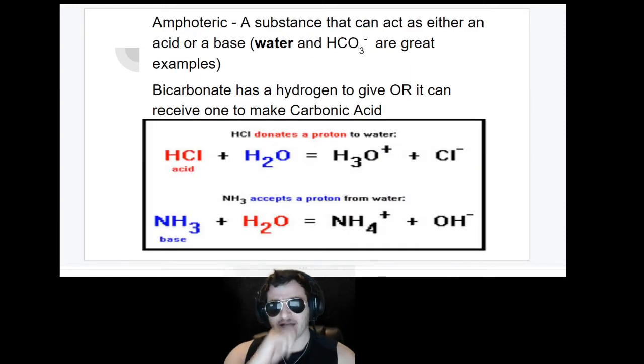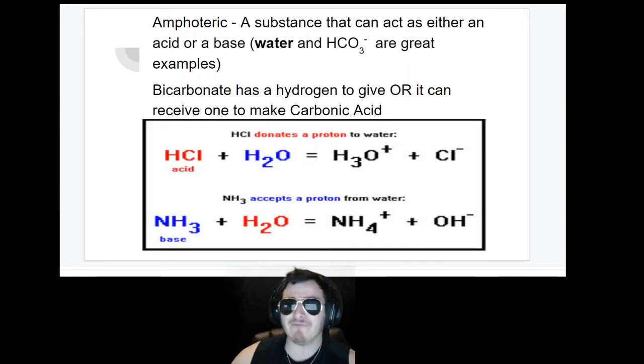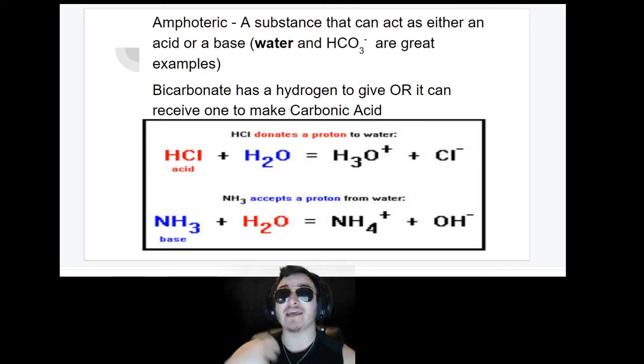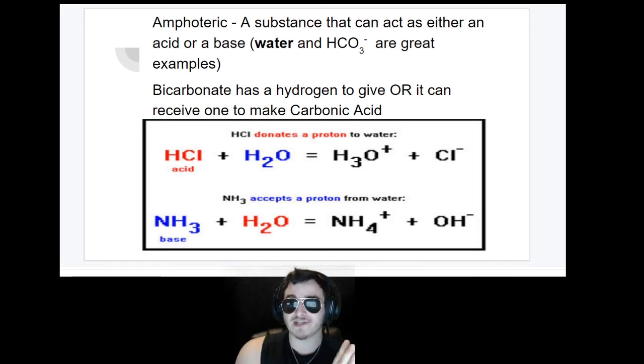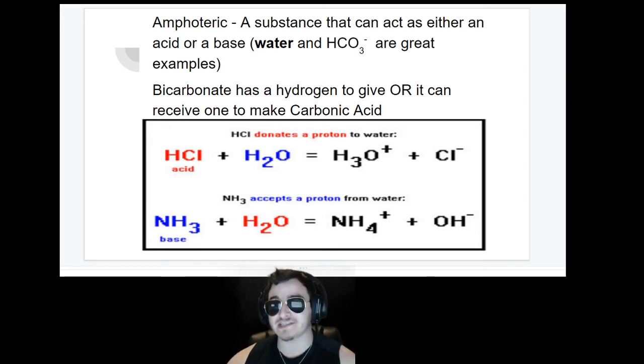And so now let's talk about that definition we mentioned earlier. Amphoteric is the term for a substance that can act as both an acid or a base. Something that can give a proton and something that can receive a proton. The telltale sign is they've got to have a hydrogen out front and they've got to have a negative charge out back. However, the most common example of an amphoteric substance is water.